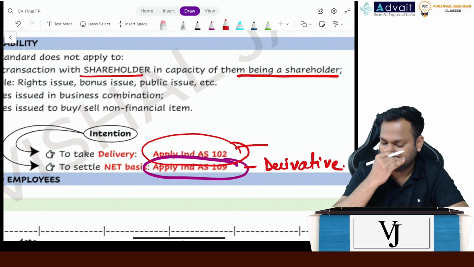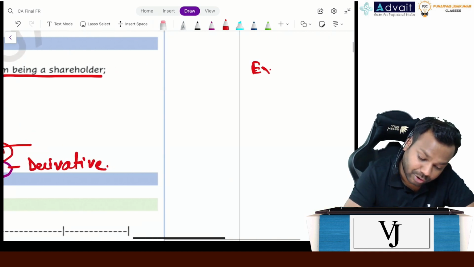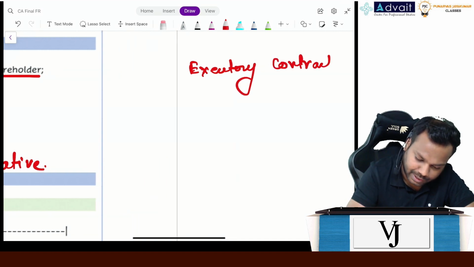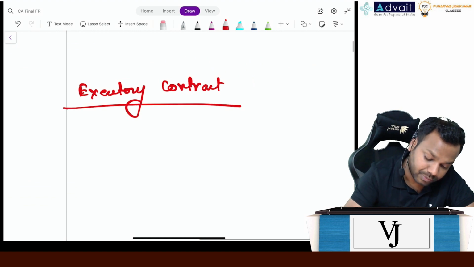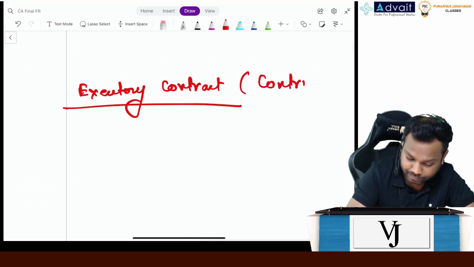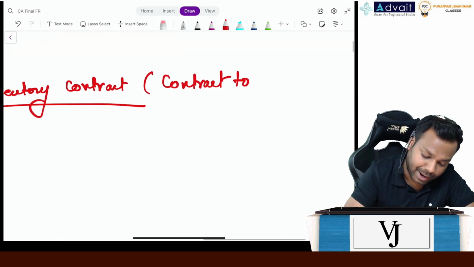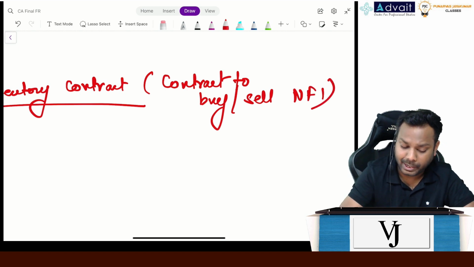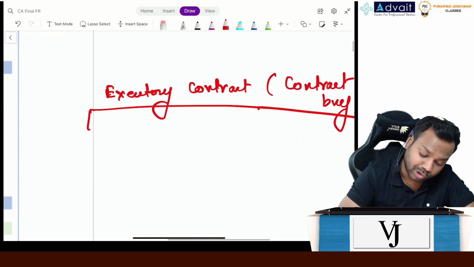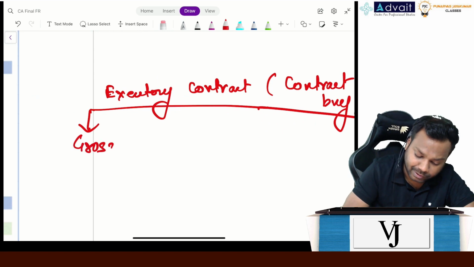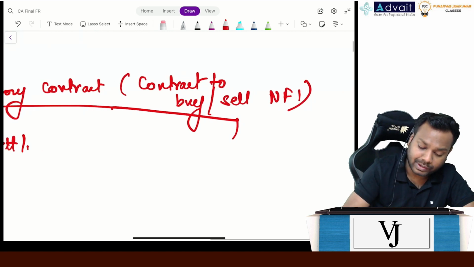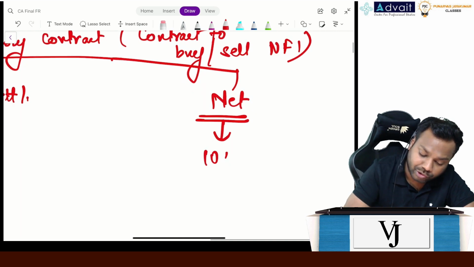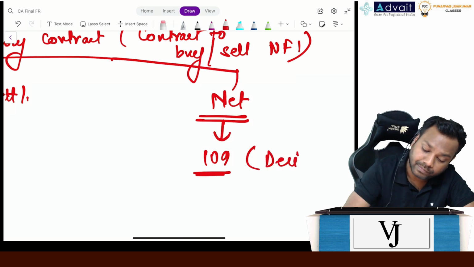But again, understand this way: executory contracts. Trying to give you a holistic picture of the executory contract now. It's a contract to buy or sell a non-financial item. Agree? There can be two possible outcomes of it. One is a gross settlement and one is a net settlement. So if it is a net settlement, definitely it will be covered under Ind AS 109, that is financial instruments, derivative contracts.